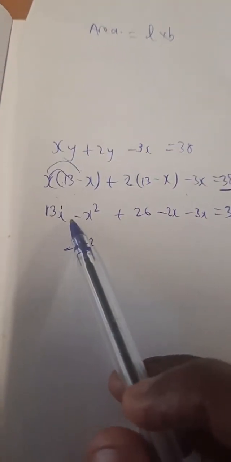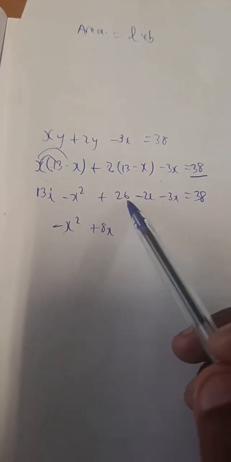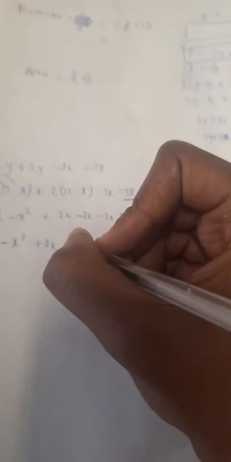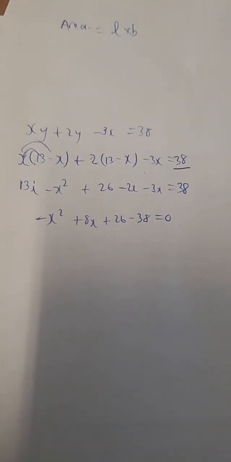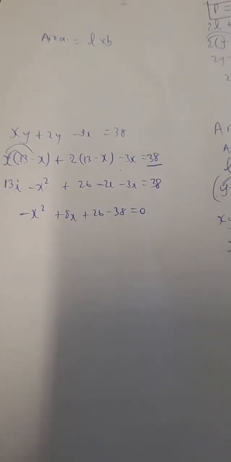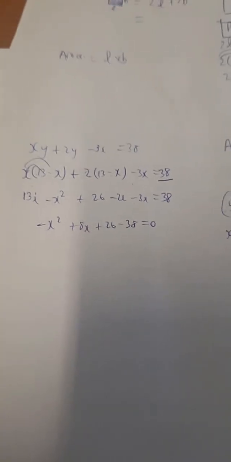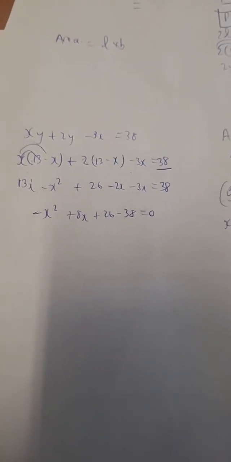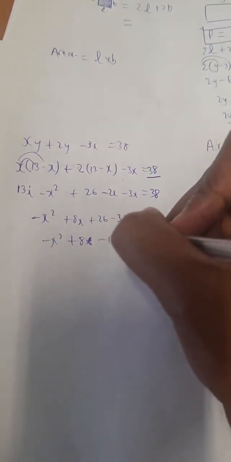Negative x squared, then I take the like terms: 13x minus 2x minus 3x. I can add these. 13x minus 2x minus 3x. That's 13x minus 5x, which is actually 8x. Then 26, I transpose the 38. So 26 minus 38 should give me what? It's 12, right? Negative 12. So I have negative x squared plus 8x minus 12 is equal to 0.